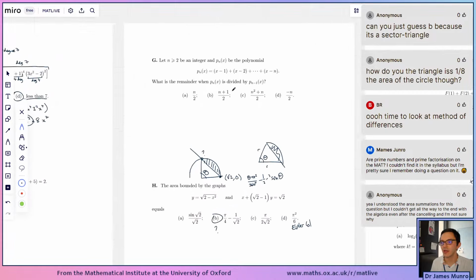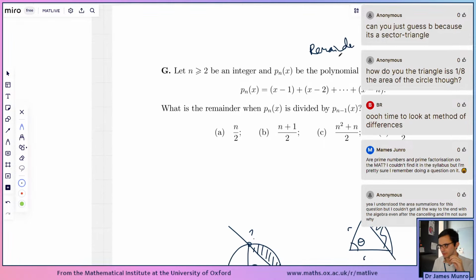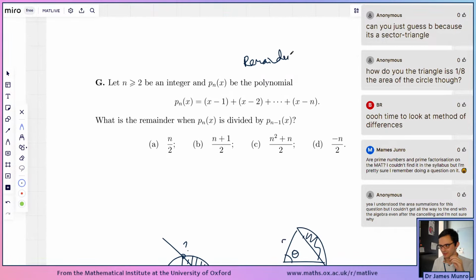have a very quick look at. So G uses the remainder theorem, which is no longer. Oops, it's gone. There we go. G uses the remainder theorem, which is no longer on the syllabus.